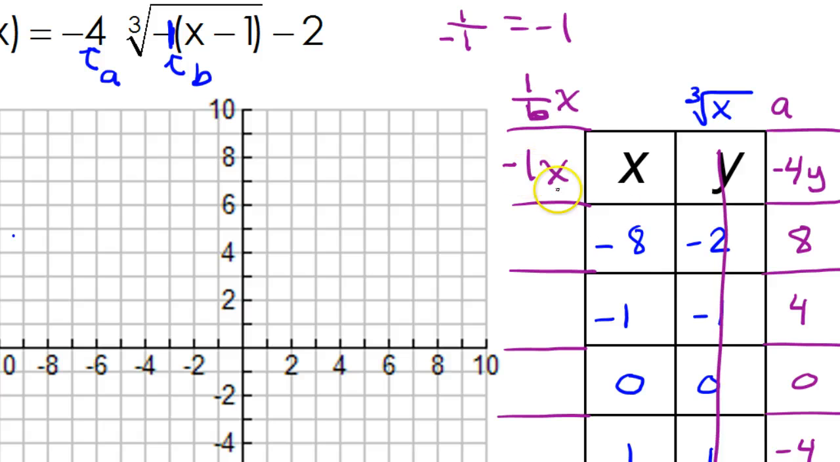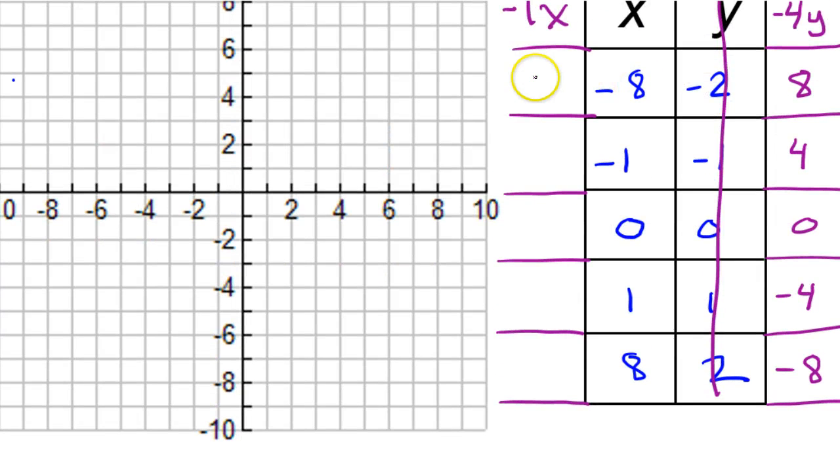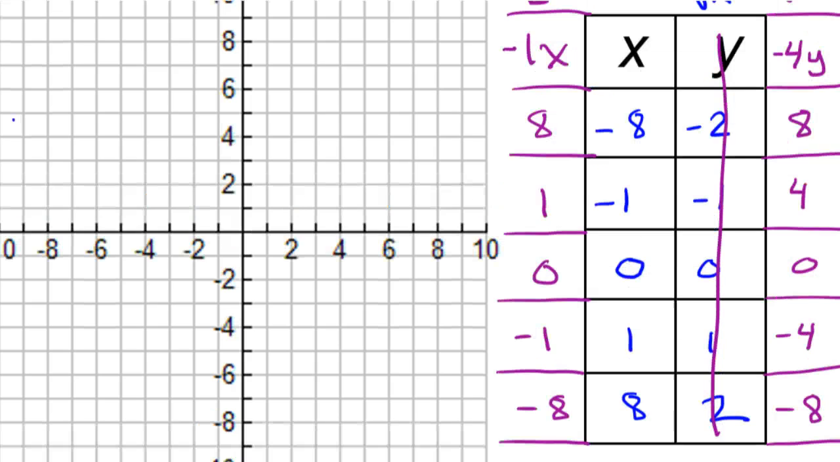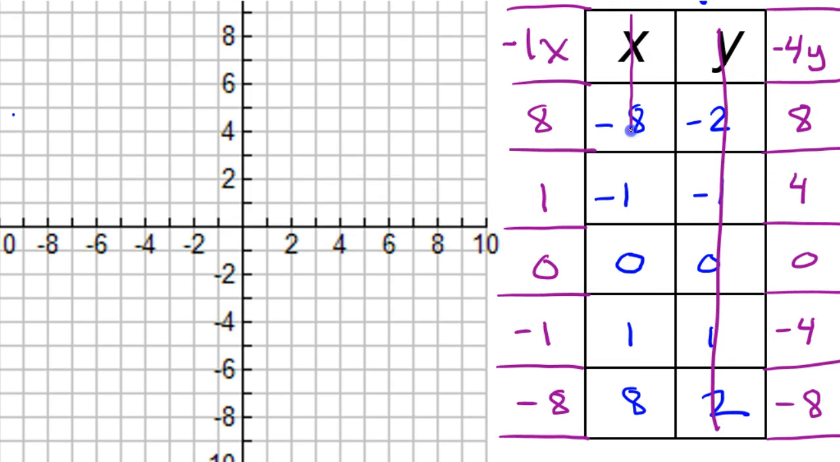Anyways, if I multiply all these by -1, it's just going to make them the opposite of what they are. So this is going to be 8 and 1 and 0 and -1 and -8. So these are my new x values. So the old x values go bye-bye. So I'm going to use these x values and these y values for my skeleton.